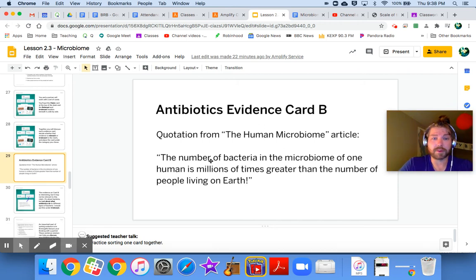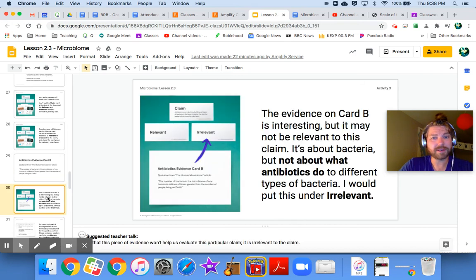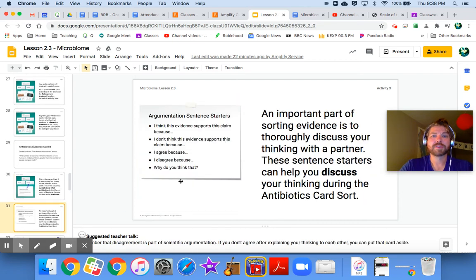So, hey, look at this one. This is evidence card B. It's a quotation from the Human Microbiome article that we just read. The number of bacteria in the microbiome of one human is millions of times greater than the number of people living on Earth. Fascinating. Is it relevant or is it irrelevant? Well, it's kind of irrelevant, isn't it? It doesn't say anything about antibiotics. Yeah, we've got a lot of microorganisms living in our human microbiome, but it doesn't really say anything.